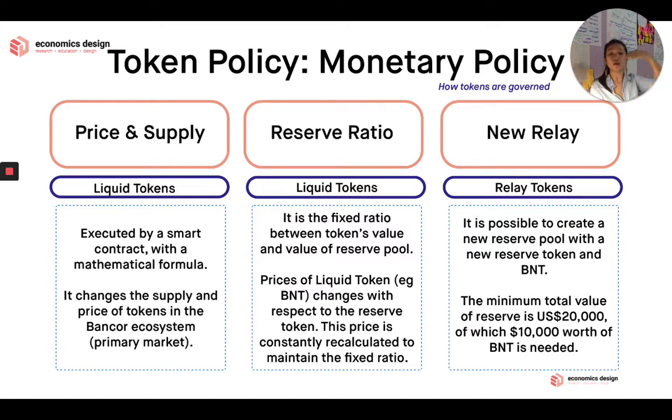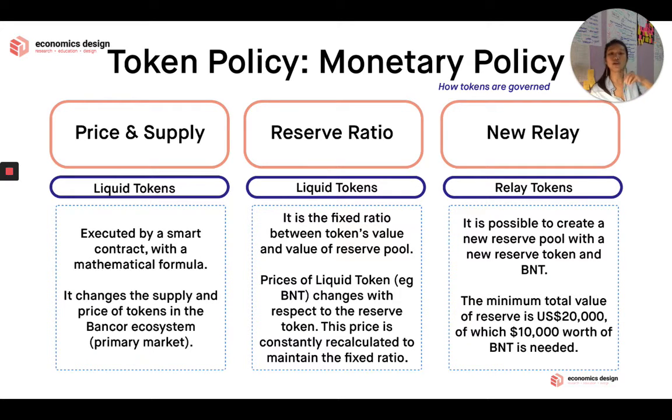If we're talking about secondary market, as in you want to take BNT, the liquid token, and trade it on other exchanges, go for it. You can do that. But we're not talking about how that is being governed in secondary market. We're talking about how prices and supply of BNT's token is defined in the primary market.